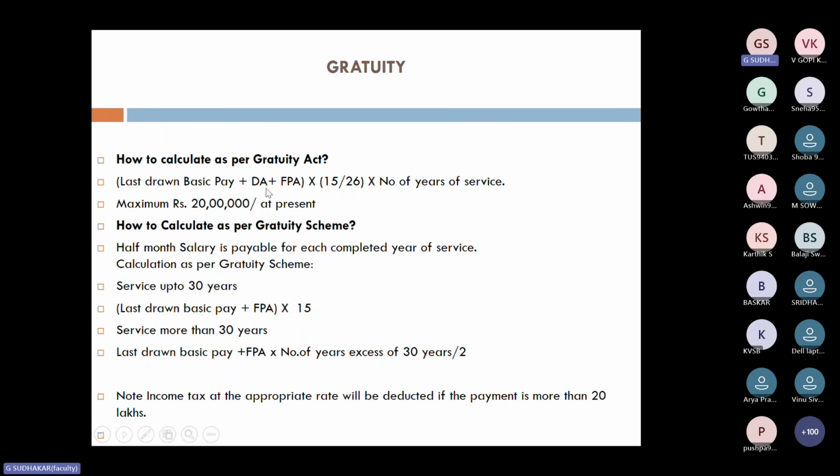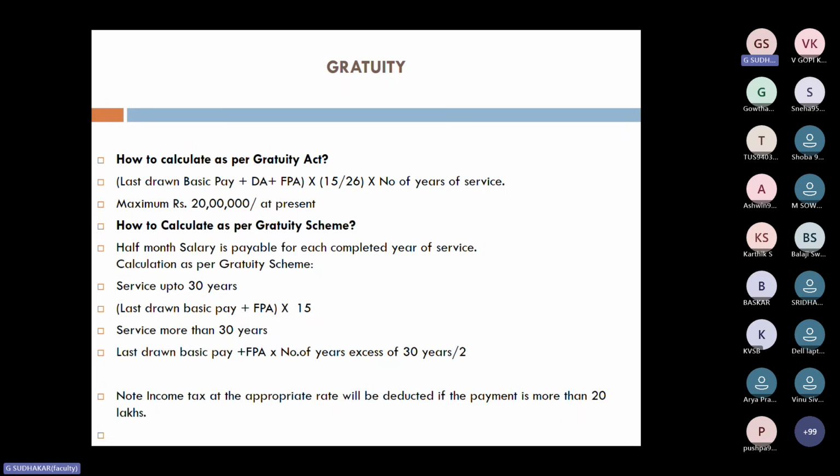So first one is gratuity as per Act. Last drawn basic plus DA plus FPA into 15/26 into number of years of service. Maximum is restricted to 20 lakhs. This is the first condition for the Act. Not more than this, 20 lakhs at present. The central government has made it 25 lakhs, but not for our New India and PSGIC company. It is only 20 lakhs.